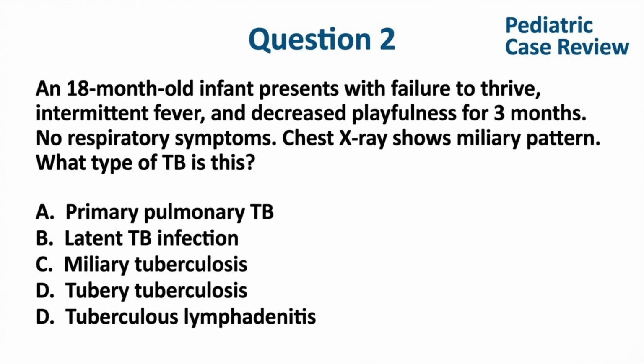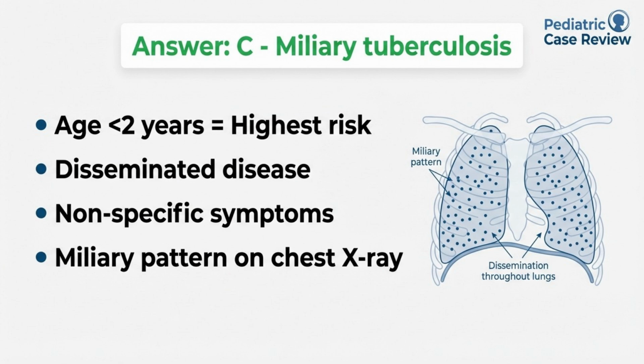An 18-month-old infant presents with failure to thrive, intermittent fever, and decreased playfulness for 3 months. No obvious respiratory symptoms. Chest X-ray shows miliary pattern. What type of tuberculosis is this? Option A, primary pulmonary tuberculosis. Option B, latent tuberculosis infection. Option C, miliary tuberculosis. Option D, tuberculous lymphadenitis. The correct answer is option C, miliary tuberculosis.